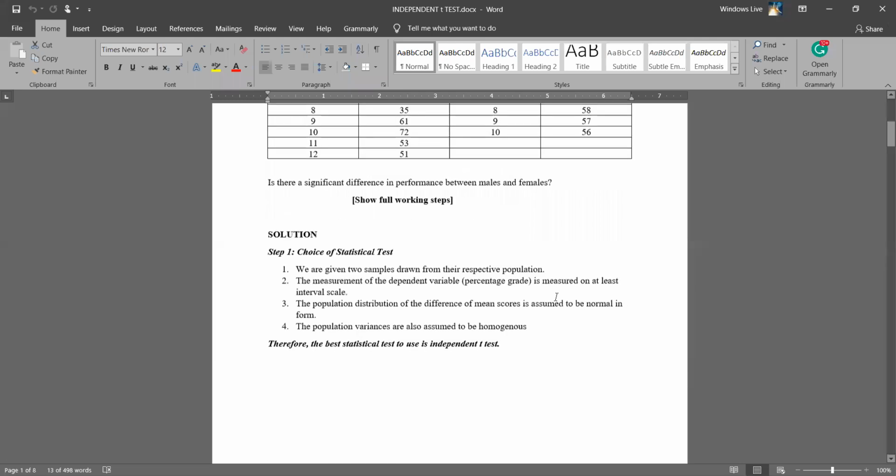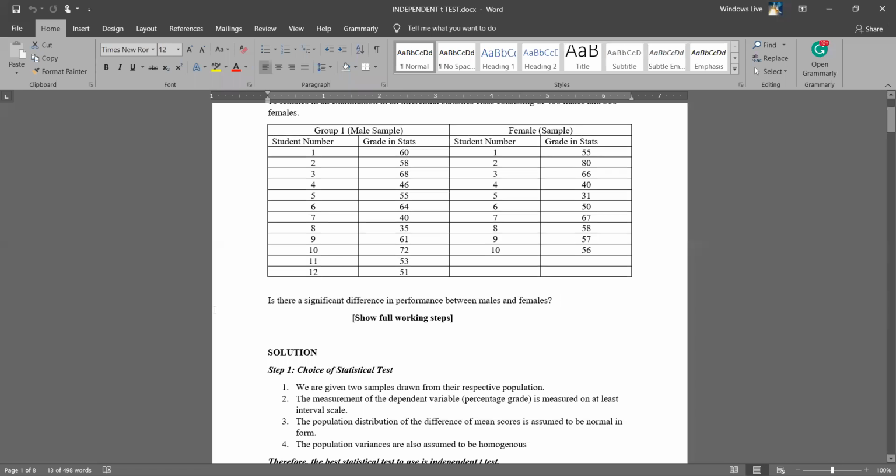So when you check the question, this was posed: Is there a significant difference in performance between males and females? We have males and females, and we're comparing whether we will have any differences in performance. So a question has been posed: is there any difference between males and females in terms of performance?